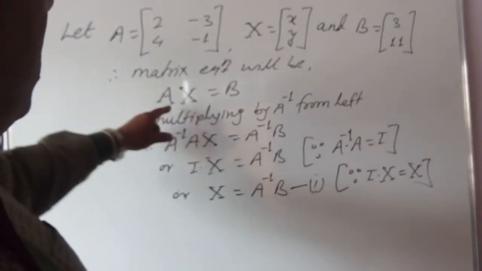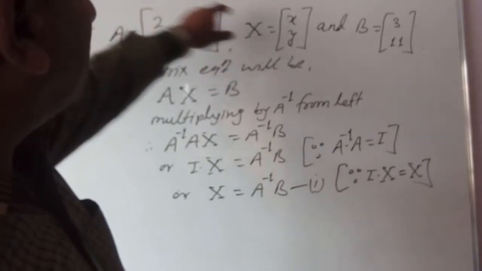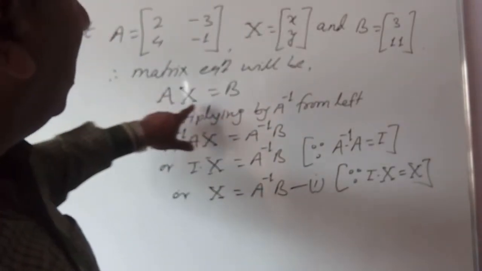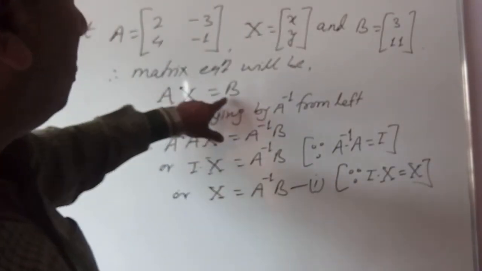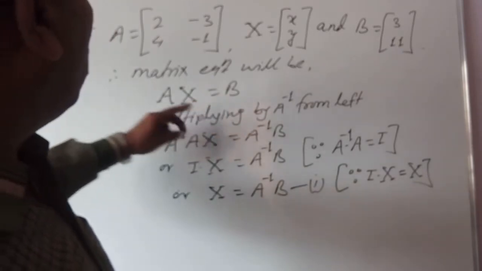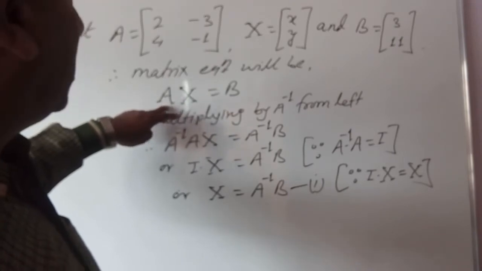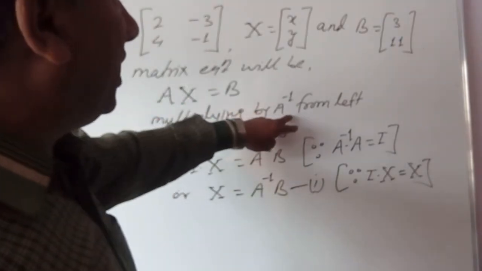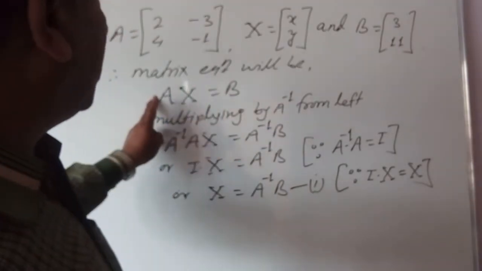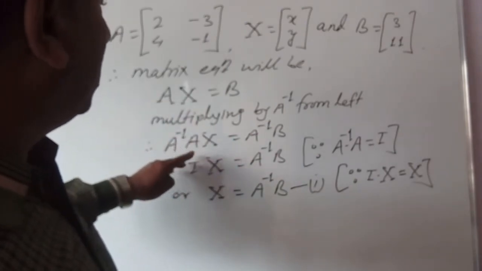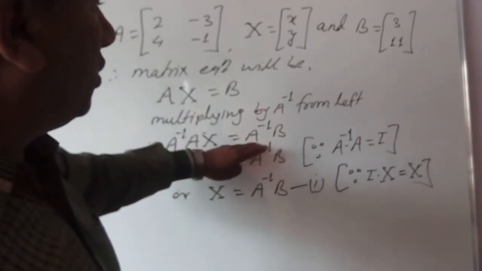Now what we did: after the assumption, the matrix equation takes the form AX equals B. This A is the coefficient matrix on the left hand side of the variable matrix, that's why we multiply from the left hand side by its inverse, A inverse. Then it will be A inverse here, and here also A inverse.